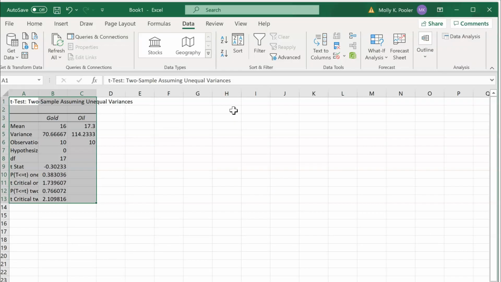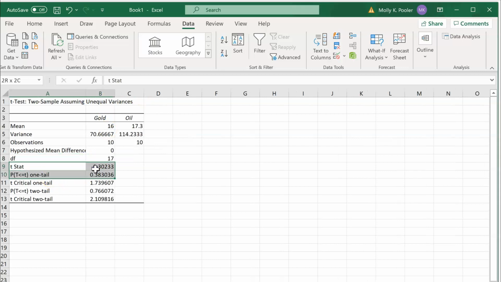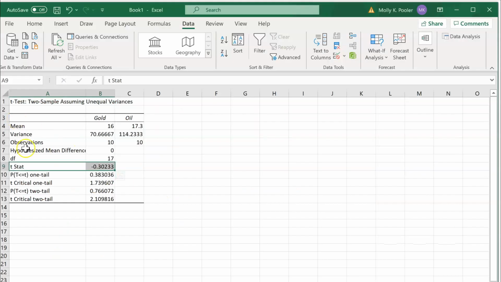We'll click OK. And then it produces a new sheet here, and you can make that a little bit bigger so you can see. And what we're looking for here is our stats, our T statistic. So that is our test statistic, negative 0.302. So our test T is negative 0.302. And we want our p-value. And we need to say, okay, what kind of tailed test is this? This is a 2-tailed test. So our p-value is 0.766.